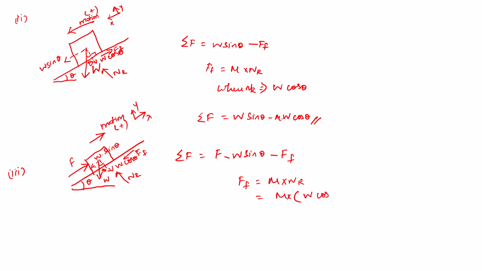So W cos theta. When you put it in this formation, it will be F minus W sine theta minus mu into W cos theta. These are the things we'll have for a force which is always parallel to the plane. In the next video we'll see when the force is inclined, how it will be treated. We'll see it as case 4 and case 5. Thank you.